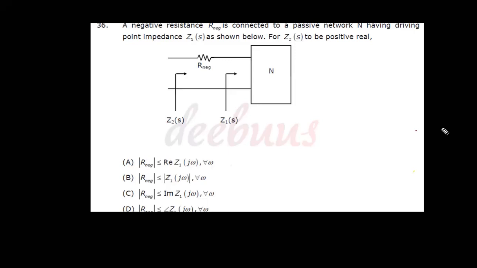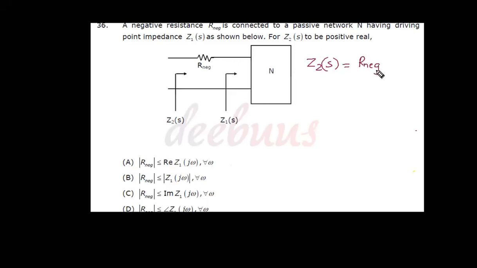Now moving to the last question in this tutorial. A negative resistance RNEG is connected to a passive network having a driving point impedance Z1 of S as shown below. For Z2 of S to be positive real, which of the following conditions have to be satisfied, right? So first of all, we have to check Z2 of S, right? Z2 of S equal to this impedance.